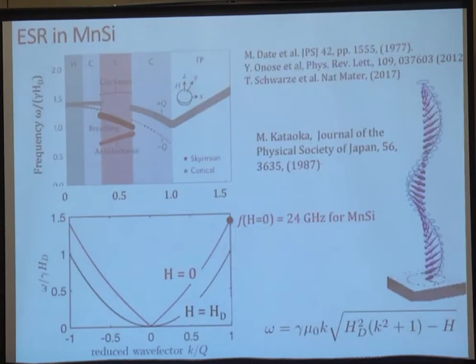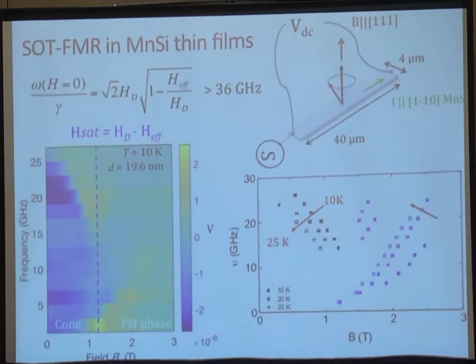So I just want to back up and remind you of Seki's results. He was the first to see the resonant excitations in the skyrmion phase, and there you see different clockwise, breathing and anti-clockwise modes, but we don't see any of these in the spin orbit torque FMR measurements. So there's no evidence for skyrmions in out-of-plane magnetic fields, consistent with our other measurements. If you increase the temperature from 10 K to 25 K, this mode here moves to lower field and frequency as the field HD becomes smaller with increasing temperature.